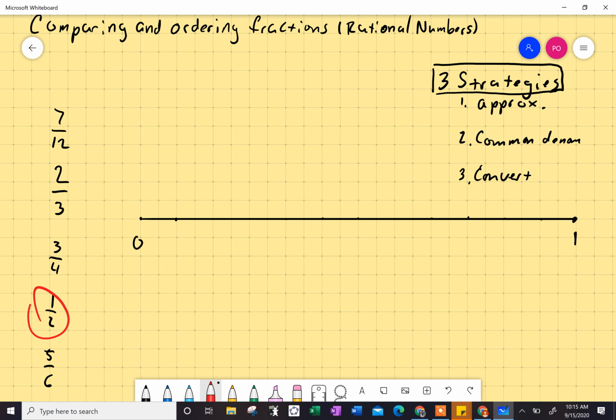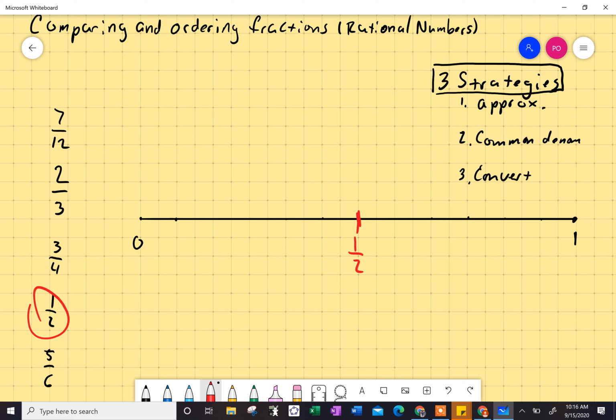So I'm going to say, I use graph paper. I have 1, 2, 3, 4, 5, 6, 7, 8, 9, 10, 11, 12, 13, 14, 15, 16, 17, 18, 19, 20, 21, 22, 23, 24. So half of 24 is 12. So 1, 2, 3, 4, 5, 6, 7, 8, 9, 10, 11, 12. So here, this is halfway between 0 and 1. So that's 1/2. All right.